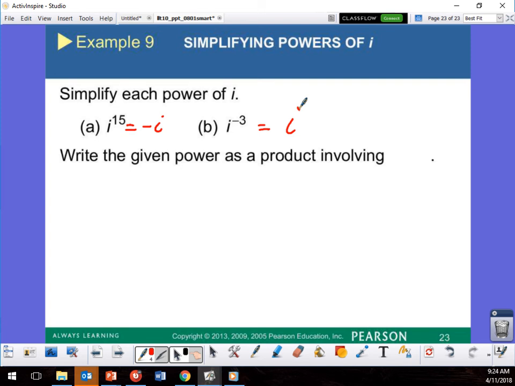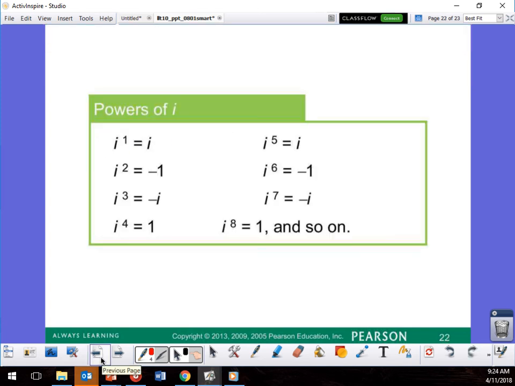So I want to show you guys something. What the heck? i to the 15th. Do you notice a pattern here? Odds are i, evens are numbers. It's a pattern of 4, so it actually repeats: i, negative 1, negative i, 1. And after that, i, negative 1, negative i, 1.